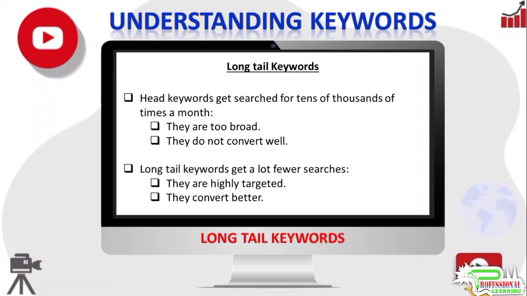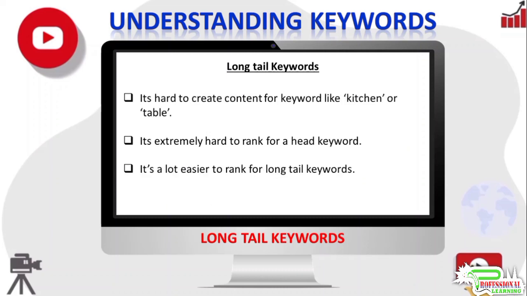Head keywords, on the other hand, do not convert well. After all, what kind of content can you create for a keyword like "kitchen" or "table"? It's very hard to know what the searcher is looking for. It's also extremely hard to rank for such keywords. Ranking for a keyword like "kitchen" or "table" can be insanely hard. These kinds of keywords are only for corporations like Home Depot or Walmart. On the other hand, it's a lot easier to rank for long tail keywords, so you would want to focus mostly on easier to rank long tail buyer keywords to generate revenue from your website.